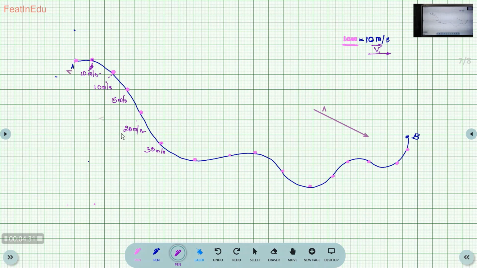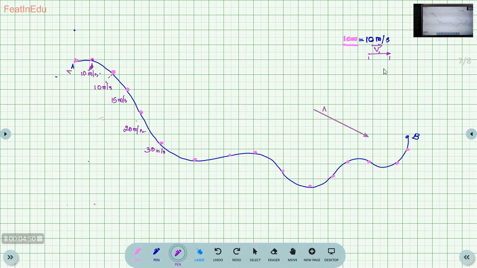So this length of the line is called what? Magnitude. Just the length of the line represents magnitude. And if it is velocity, the magnitude becomes what? Speed. Right?